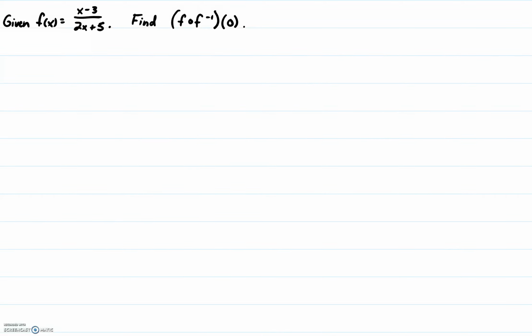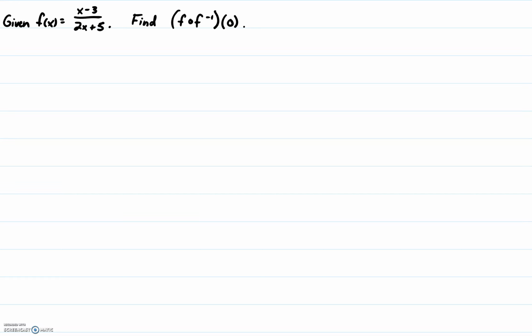In this video, we're given a function f of x is equal to (x minus 3) over (2x plus 5), and we want to use that to find the f of the f inverse of 0. And so we need to first of all figure out what the inverse is, and then we can talk about composing the functions, and then of course plugging 0 into the place. But we're actually going to use a shortcut once we do find the inverse. So let's go ahead and do that.